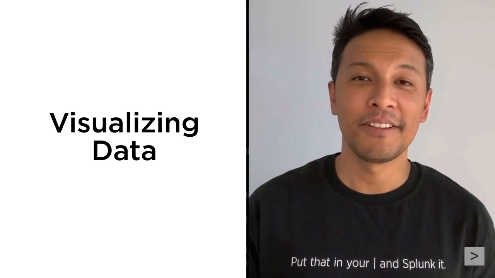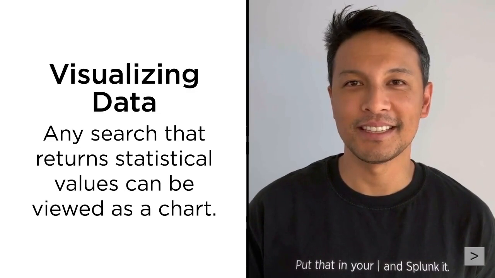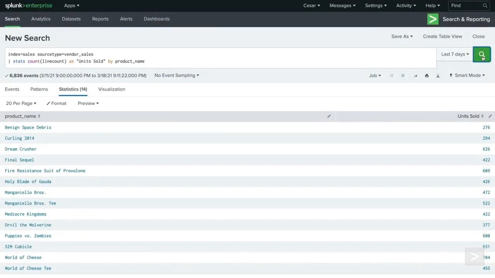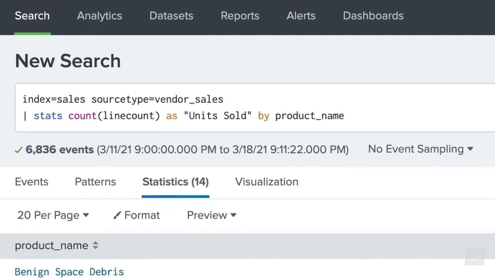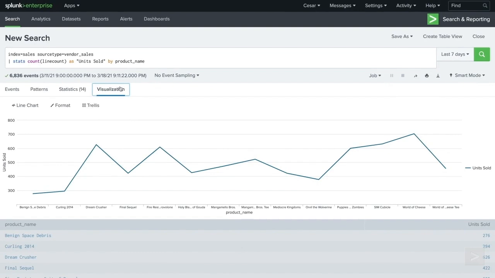Splunk allows you to visualize your data in many ways. Any search that returns statistical values can be viewed as a chart. As an example, if we take this search that returns the number of games purchased through vendors and click the Visualization tab, we get a chart of our data.